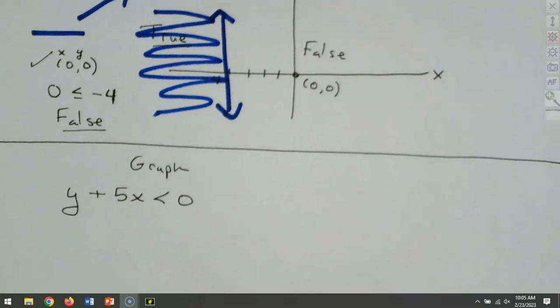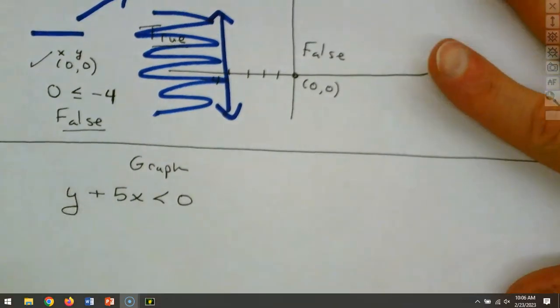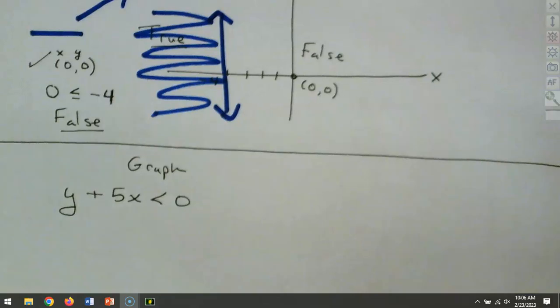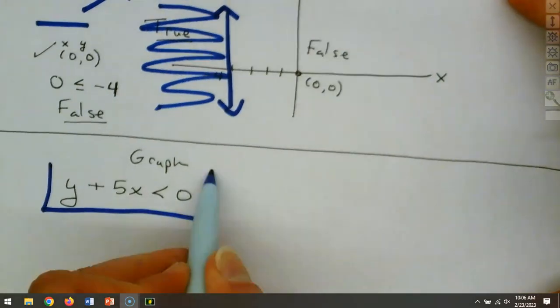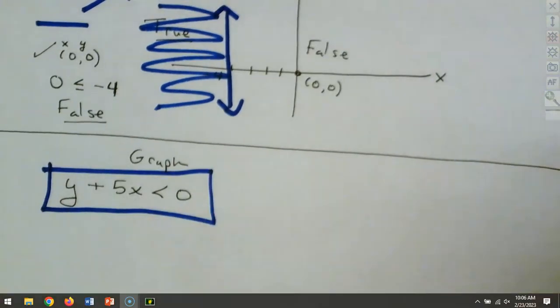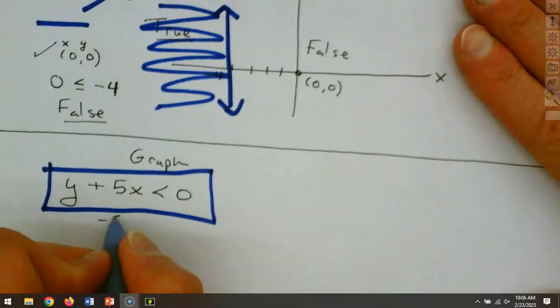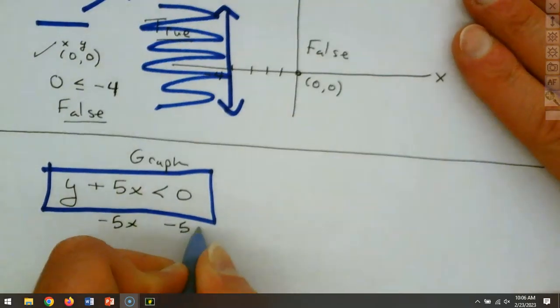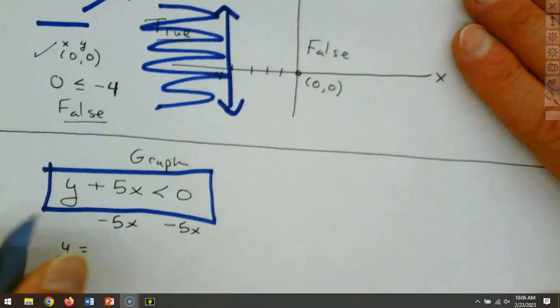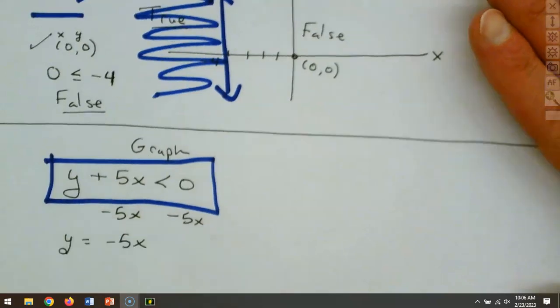Now, again, what do we need to do? We need to make sure that we have solved this for y. So I'm going to move that 5 over. Now, this is what we're going to start with, so I'll put a box around it so we don't lose it, because we have to check it in here. And we're going to move that 5x over, and then we can make it equal. So y equals a minus 5x.